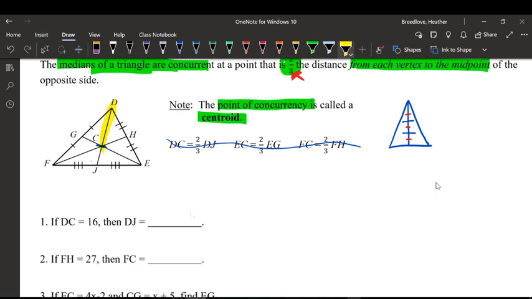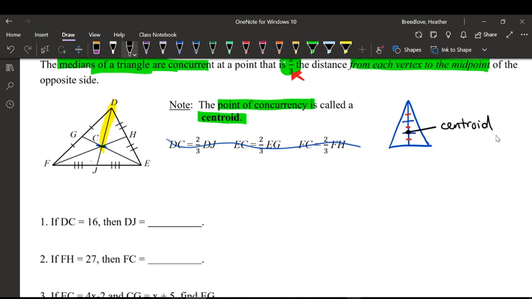So before I can say what the entire length of the median is, I have to figure out what the other section is. I know a median is split into 3 equal pieces, because that's what the theorem I just went over was. And so I did a representation over here where I took a median and I split it into 3 equal pieces. And right here is where the centroid is. That's the centroid.